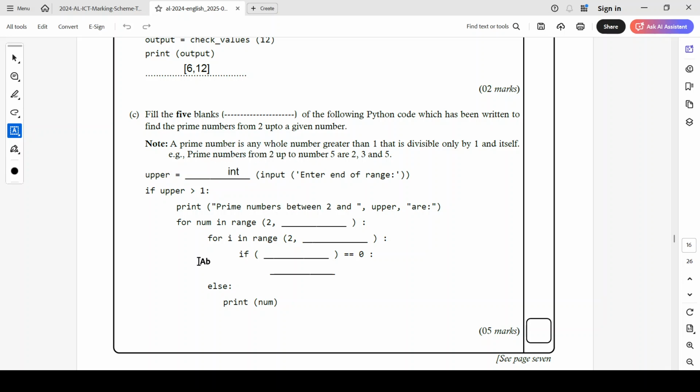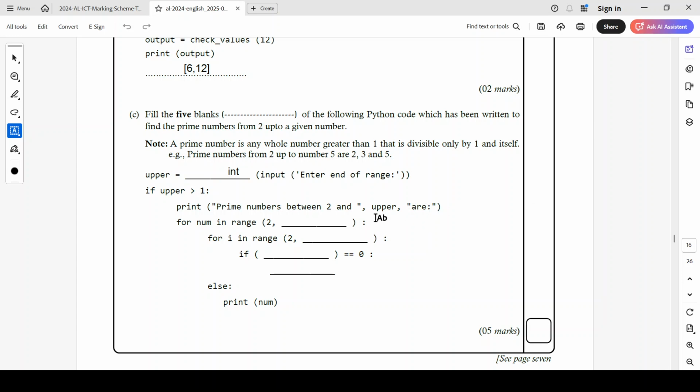Okay, clear. And if upper is greater than 1, it goes to here: print prime numbers between 2 and upper. The variable is the given number. This is given by the user, so we are asking from the user.